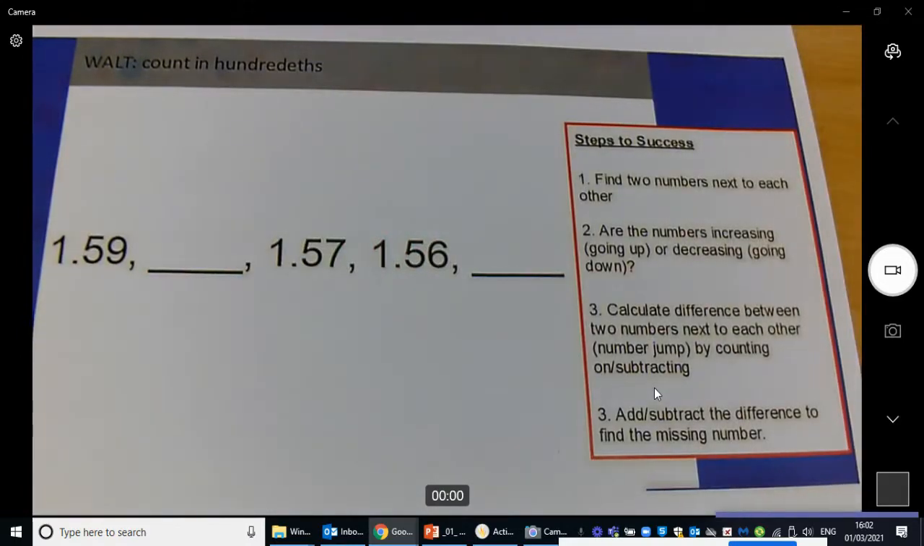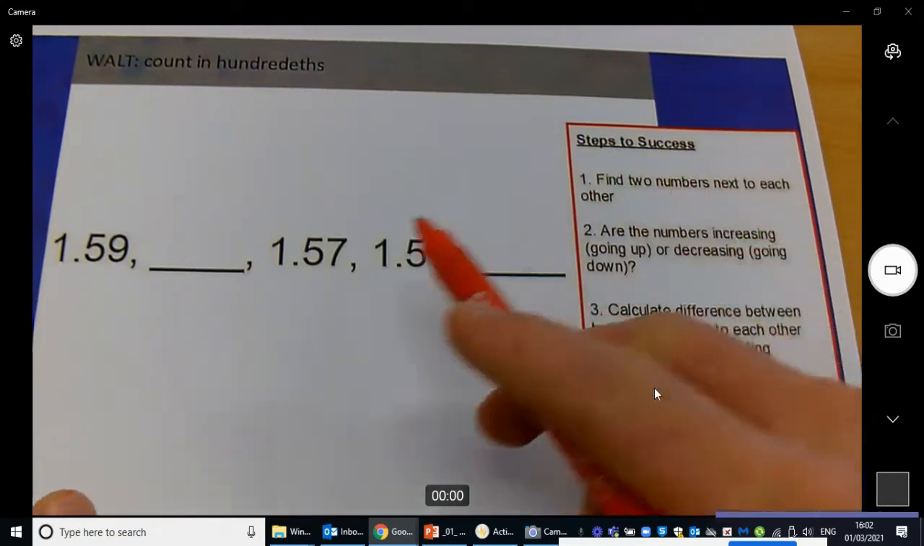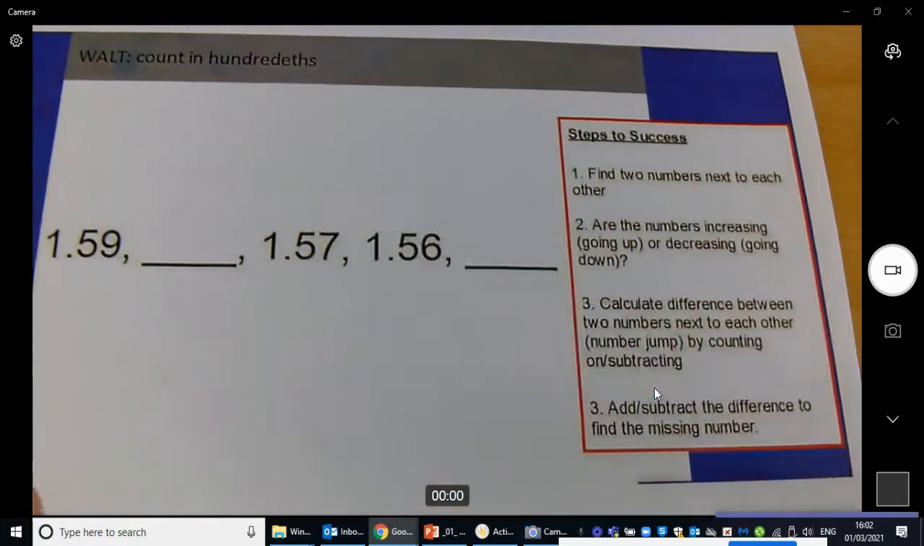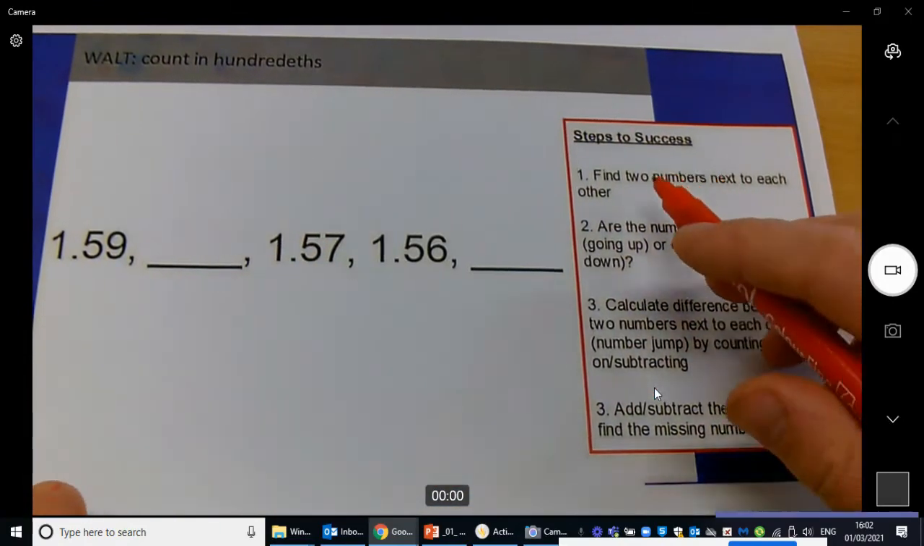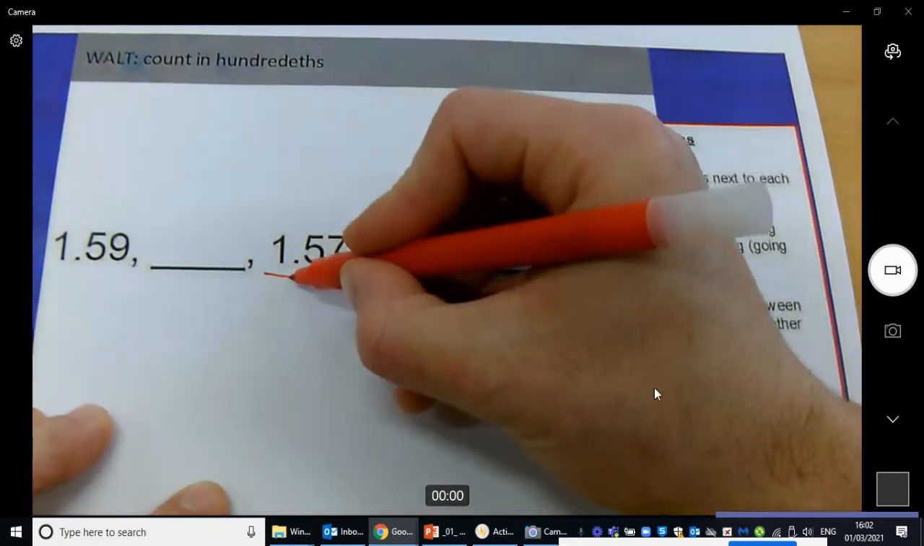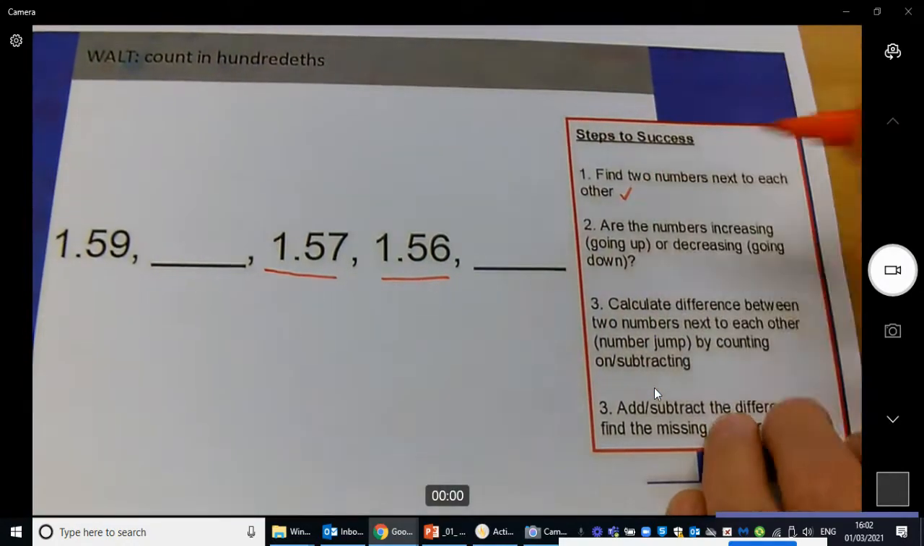So let's look at this next one. Again, I'll do this one first, and you'll have a chance to practice this later on. So with this one, I can see that the first two numbers are no longer together. There's a gap between it. So I need to find two numbers next to each other, which in this case, only one option. This number and this number are next to each other.